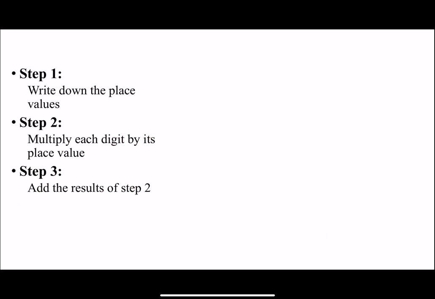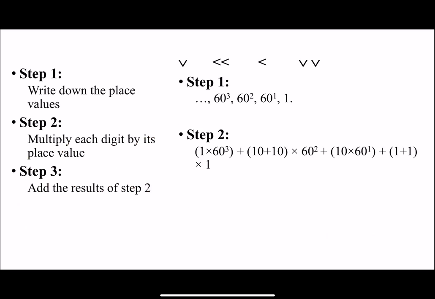Okay, so step 1. Write down the place values, okay? It was Babylonian number system, so I wrote down the place values that are the powers of 60. Step 2, multiply each digit by its place value. And step 3, add the results of step 2. So I wrote down the place values. I multiply each digit by its place value, and then I added the results. So here we go.